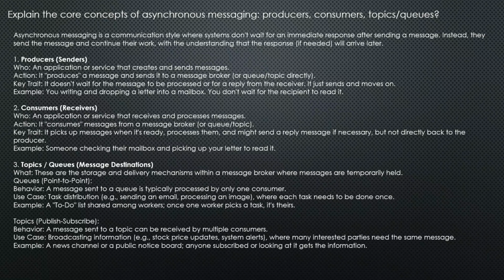The queue is called point to point because a message sent to it is typically processed by only a single consumer. Okay, the use cases are like task distribution, right? Let's say you want to send an email, or process an image, where each task has to be done once in a lifetime. So that kind of scenario is where we have to use it. Let's say you have a to-do list which you are sharing among your workers. That's a one time task which you want your workers to pick up and complete.